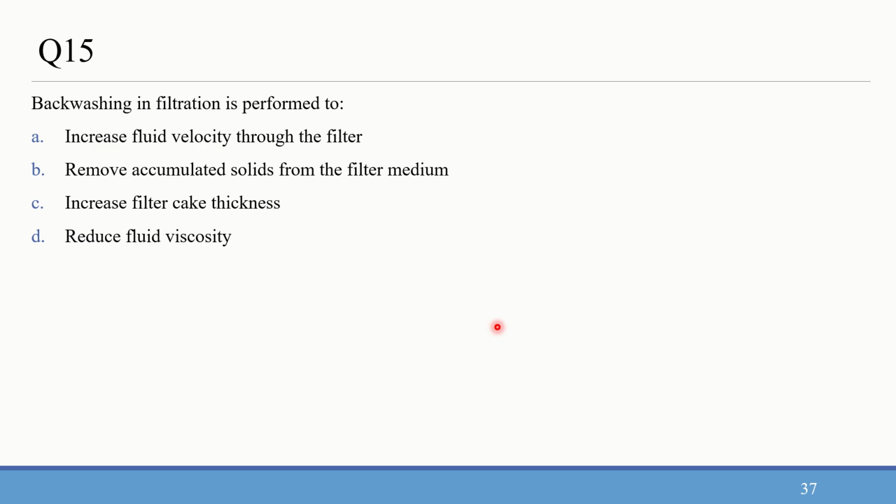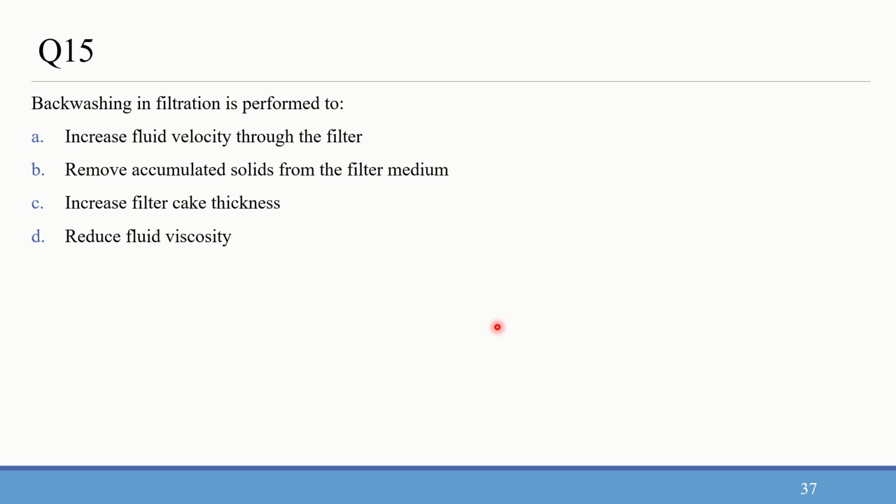So backwashing is a filtration maintenance process, wherein we reverse the flow through the filter bed to clean it or dislodge the accumulated particles and contaminants. So basically it is for removing the accumulated solids from the filter medium. So the answer is option B.